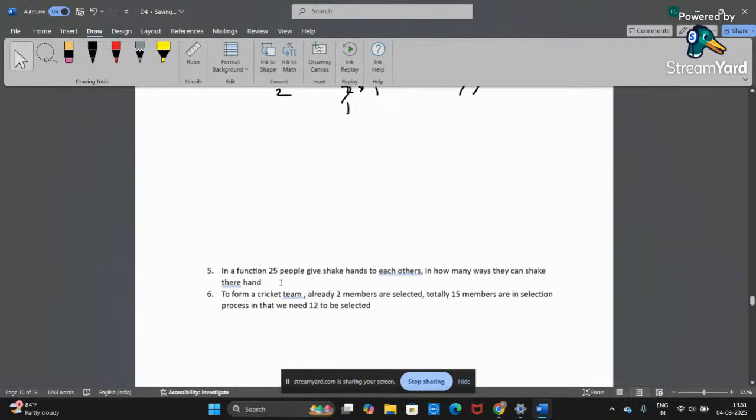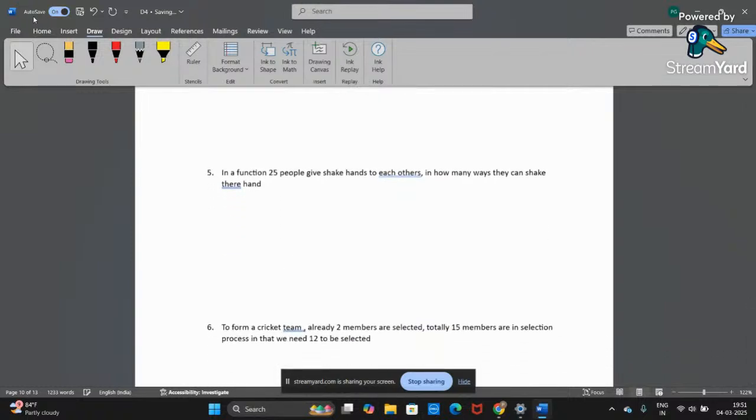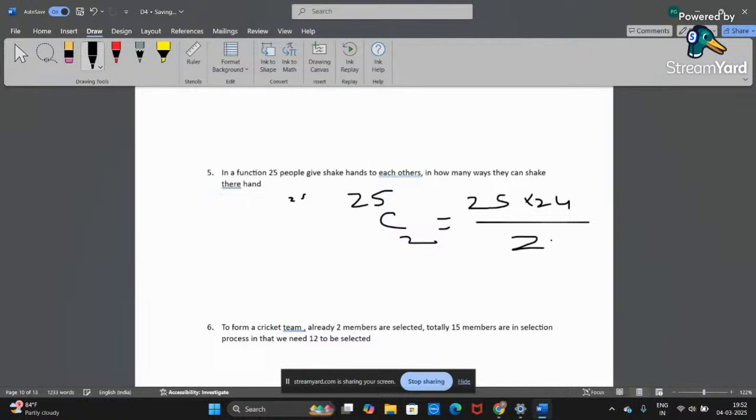Same way, find the answer for this. This will be 25. This will be 25C2. We can write it as 25 into 24 by 2 into 1. So it is 2 ones are 2, 2 12s are 24. What is the answer? 25 into 12, it is 300. In 300 ways they can shake their hands between 25 people.